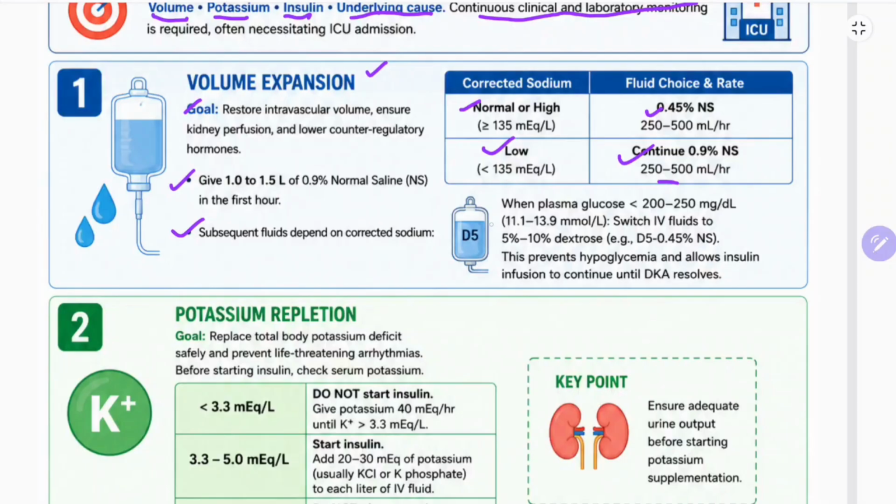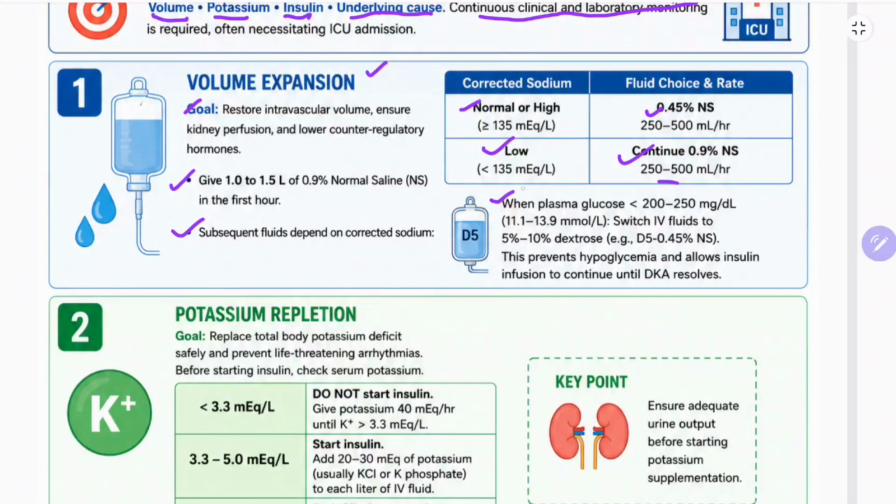If the corrected sodium is equal to or more than 135, then we will give 0.45% NS at a rate of 250 to 500 ml per hour. And if the corrected sodium is less than 135 milliequivalent per liter, then we will give 0.9% NS 250 to 500 ml per hour. Okay.